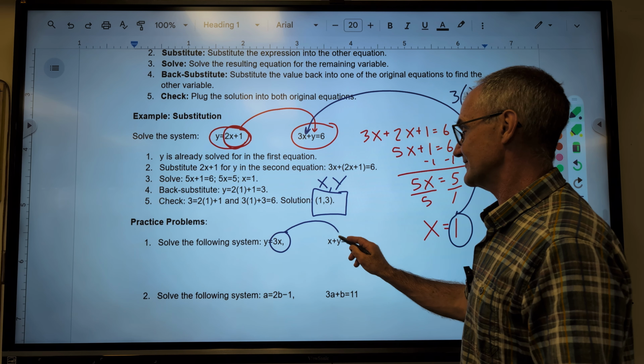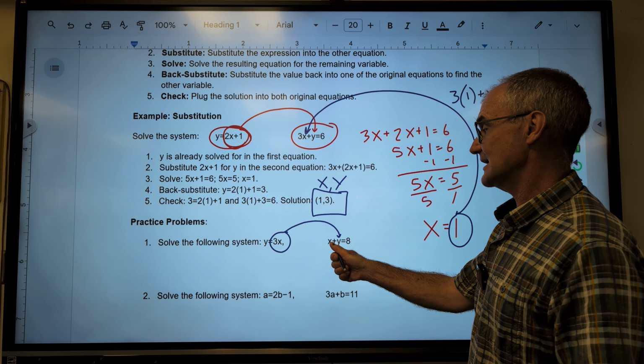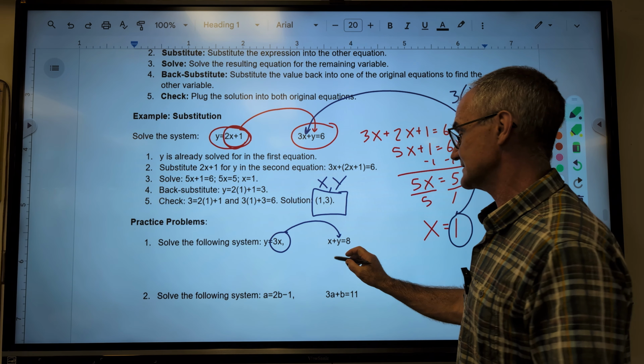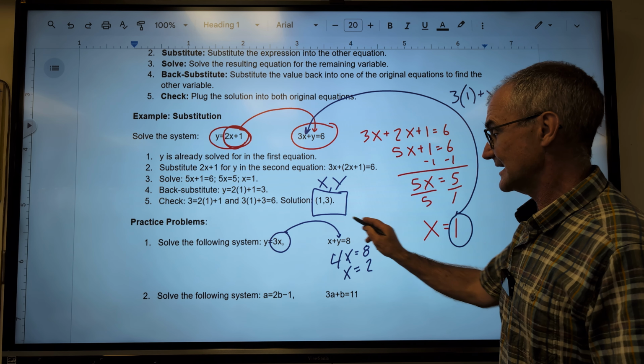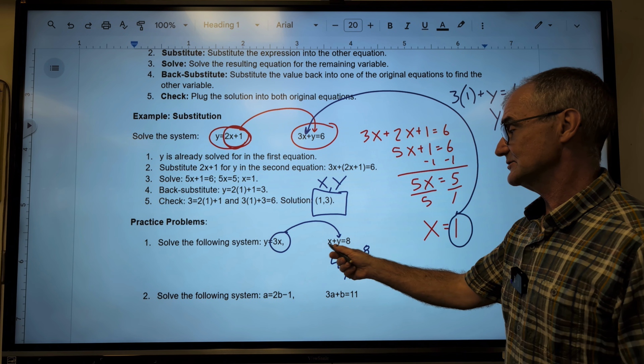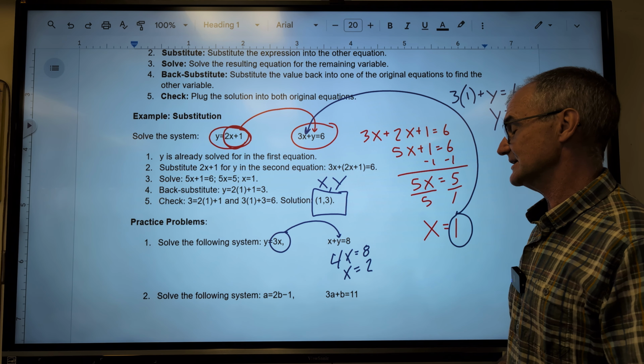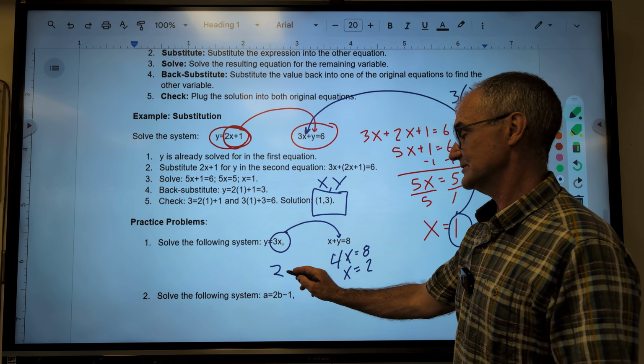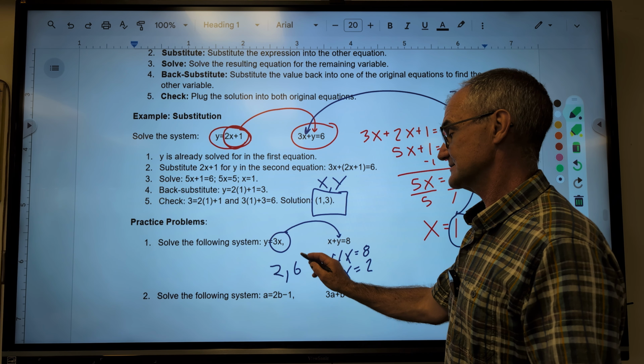I take that value, plug it in there. x plus y, which is 3x, is 4x. 4x is equal to 8. Divide both sides by 4. x is equal to 2. I have that value for x. Take that, plug it in there. 2 plus what equals 8? Which is 6. So I have one value of 2 and then 6.